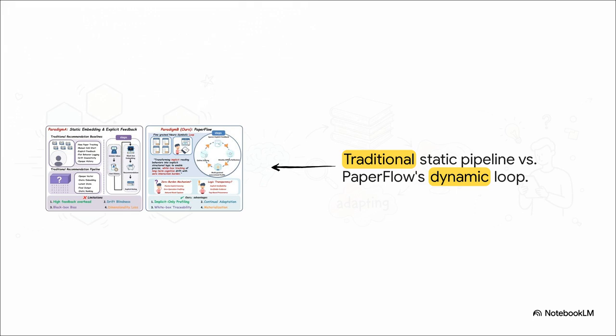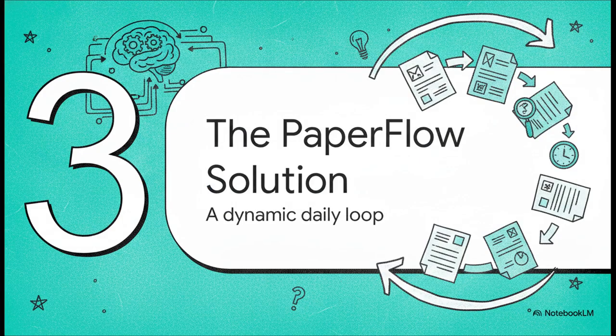But PaperFlow introduces a fine-grained loop. It uses explicit, verifiable logic to track your cognitive drift, and it does it without demanding that you constantly click like or dislike on every single paper you see. Section 3, the PaperFlow solution, a dynamic daily loop.